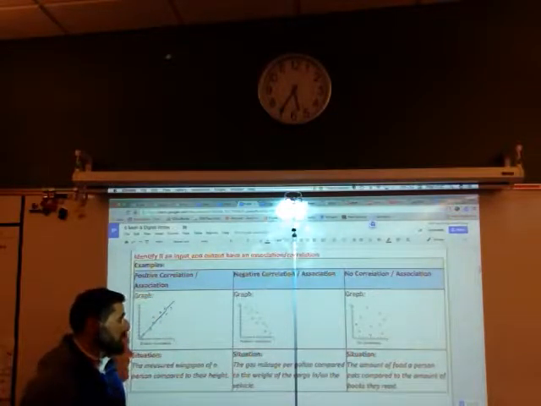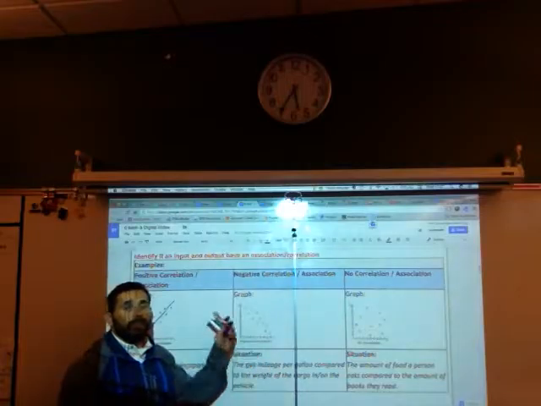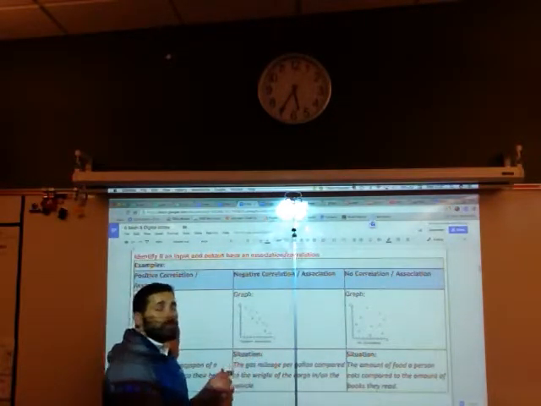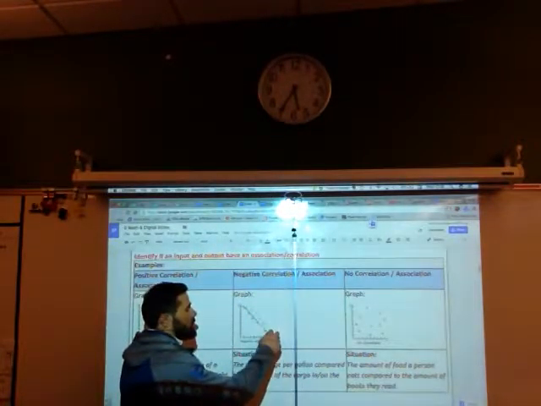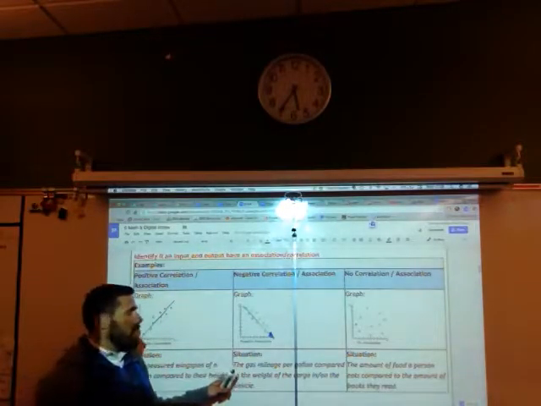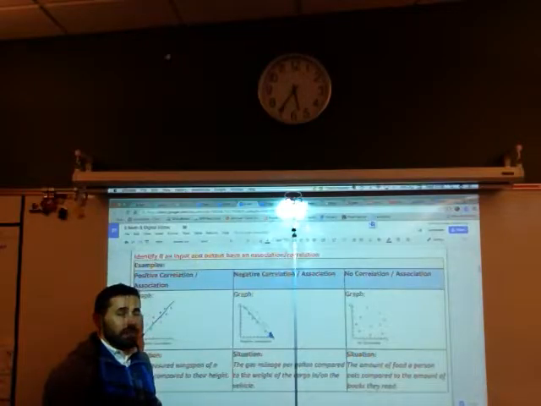Negative association. That'd be like this. I'm looking at this, reading it left to right, it looks like it's going downward. So it's decreasing. Again, I could be a little bit more descriptive and describe it fully as a negative linear association. Okay? An example, the gas mileage per gallon compared to the weight of the cargo on the vehicle.